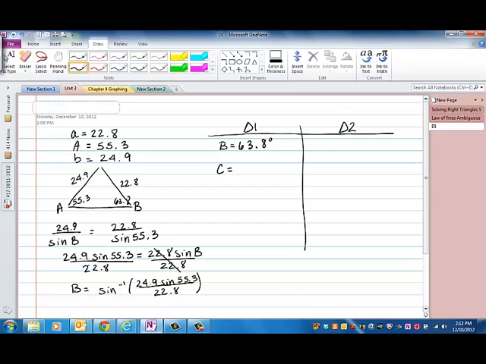So I'm going to go ahead and do some subtraction, knowing that this angle right down here is 63.8. I'm going to do some subtraction. 180 minus 55.3 minus 63.8. That leaves me with angle C to be 60.9 degrees.